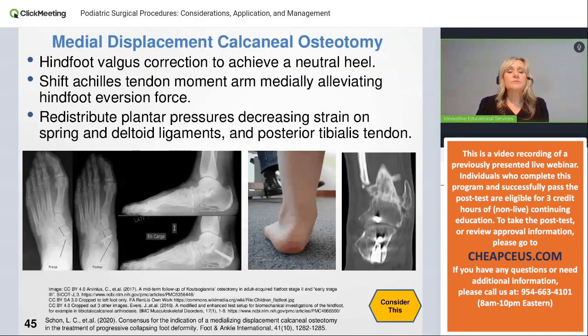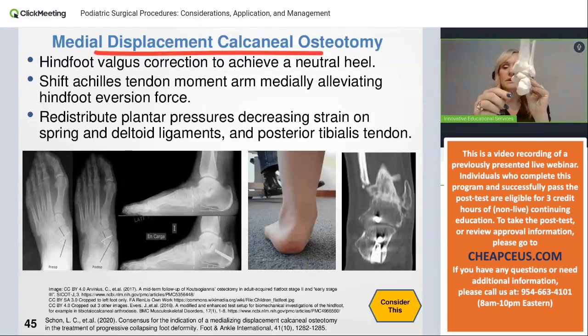So, the medial displacement calcaneal osteotomy. The reason the foot is out of alignment here is because our calcaneus is tipped out laterally. And as soon as we do that, we can see that our arch is going to drop down. So calcaneus goes out, arch drops down. We no longer have a good stable foot for that individual.